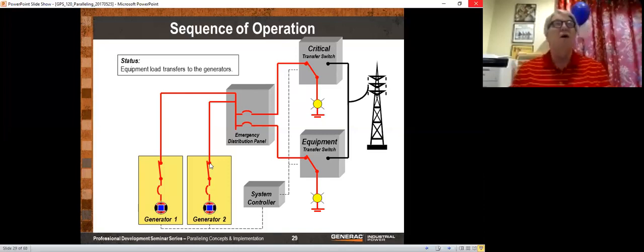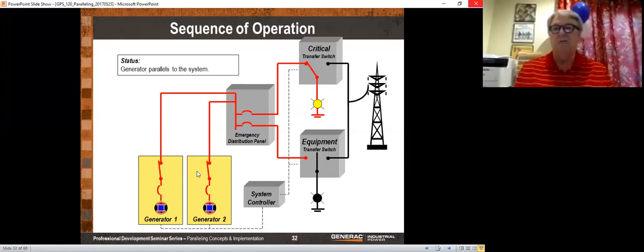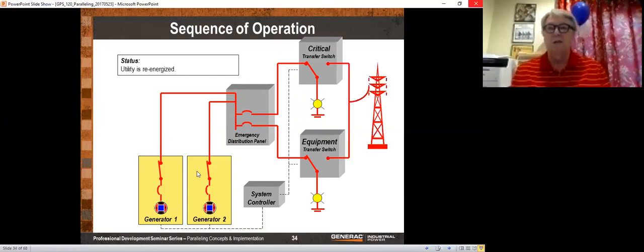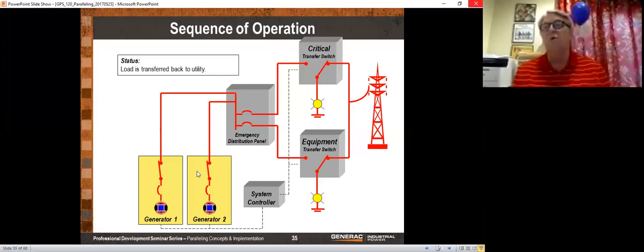Now let's assume that we haven't been filling our fuel tanks correctly and generator 2 runs out of fuel. In that case, generator 2 is going to open and we will trip our equipment transfer switch to neutral. Now we go back to generator 2, put fuel in it, restart it, it comes up, it synchronizes, we close the equipment transfer switch, and then our utility comes back. Once the utility comes back, then the transfer switches are going to time out. They're going to give the utility a little bit of time to make sure it's steady, and then they will go back to the utility.